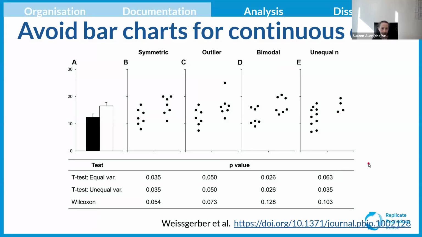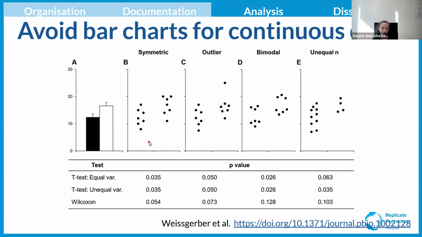So what we want to do is avoid bar charts for continuous data. Continuous data are data that can have any value, basically. They can be below 0, they can be above 0, they can have a comma or not. So any kind of data, like these biomass measurements that I've shown you.